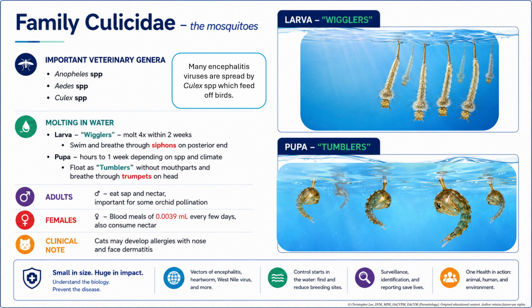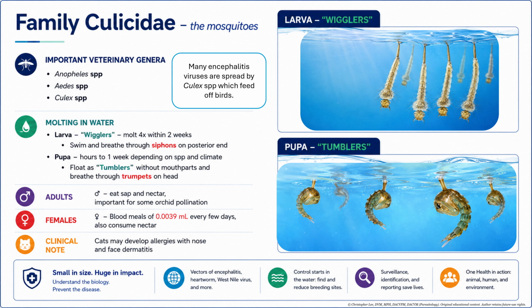We will start with the family Culicidae, the mosquitoes. The major genera to recognize for veterinary and public health discussions include Anopheles, Aedes, and Culex. You do not need to become a mosquito taxonomist today, but these names matter because they recur in discussions of malaria, arboviruses, and other vector-borne diseases.